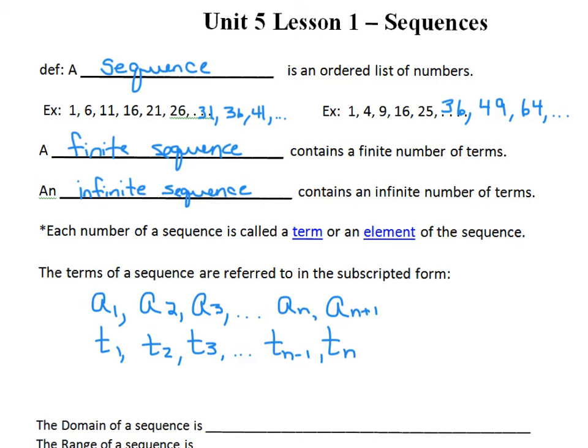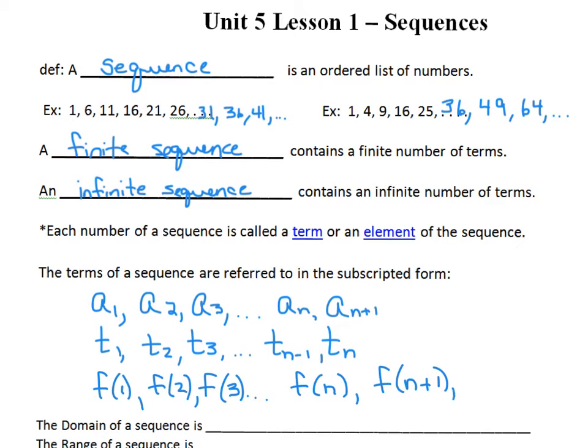We're also going to see in this unit that we don't have to use subscripts to stand for our terms. We can also use function notation. So I could say F1, F2, F3, etc. And continuing down that line, the nth term would be F of n. The term that comes after the nth term would be the F of n plus 1 term. And if I want to go a next one, then it'd be the F of n plus 2 term.